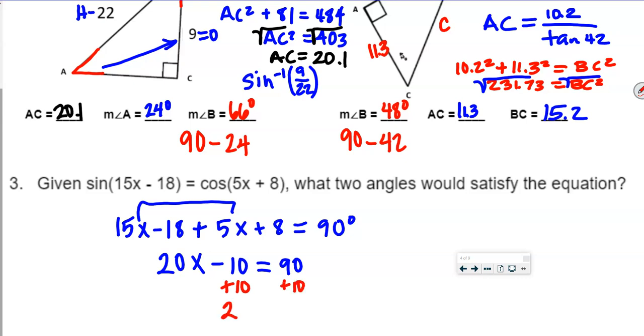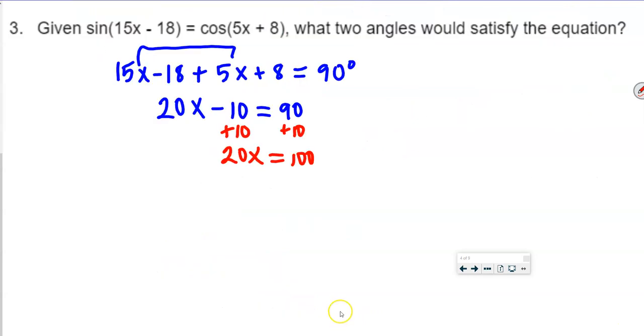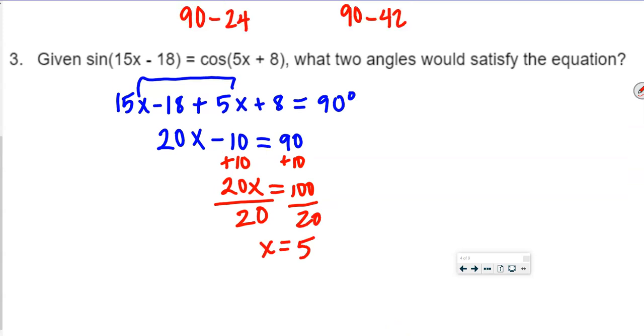So that's going to be 20x equals 100. And I'm going to go ahead and extend this down here a little bit so we have a little more room to work. Divide both sides by 20. So x is equal to 5. Now, we have to plug that back in because it asks us for the angles that satisfy the equation. So to do that, we're going to do 15 times 5, that's 75, minus 18.